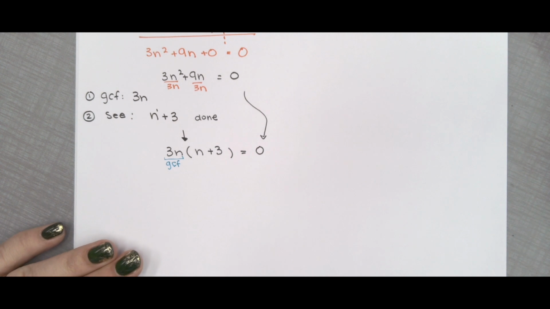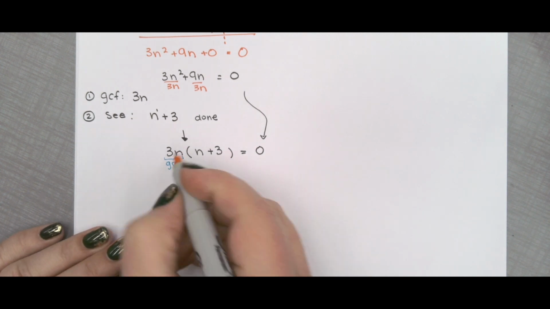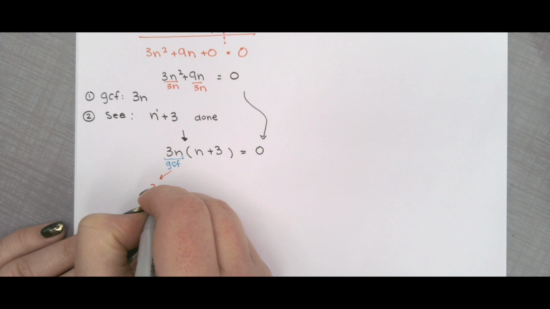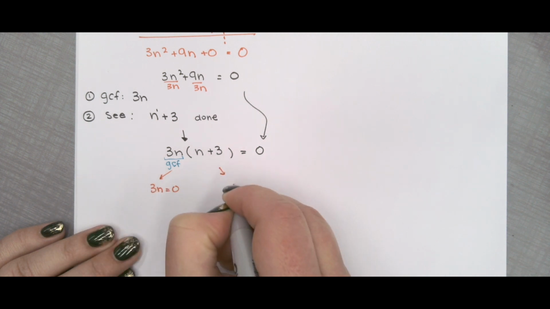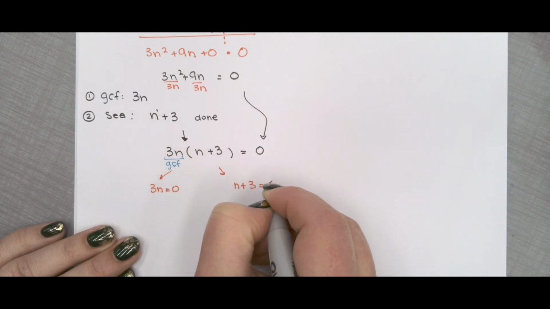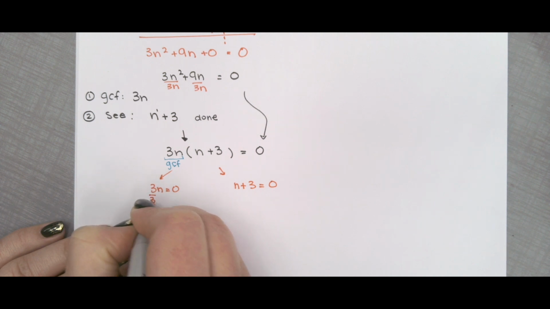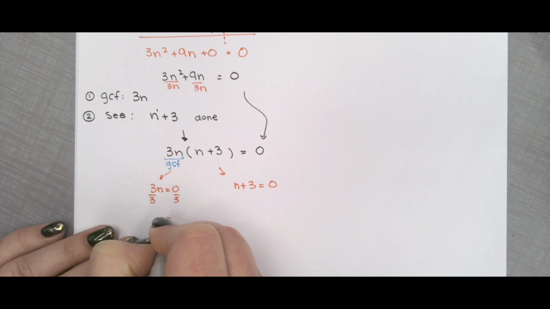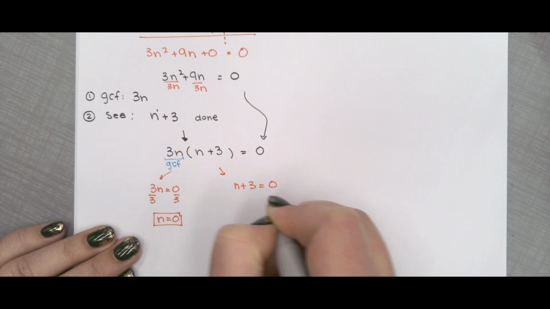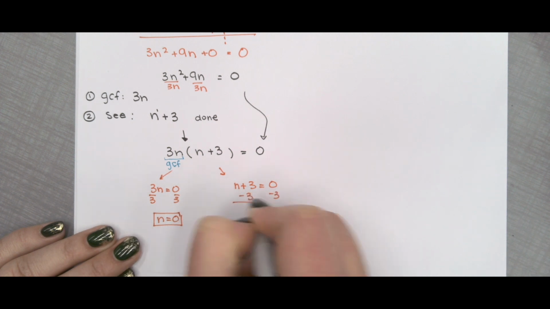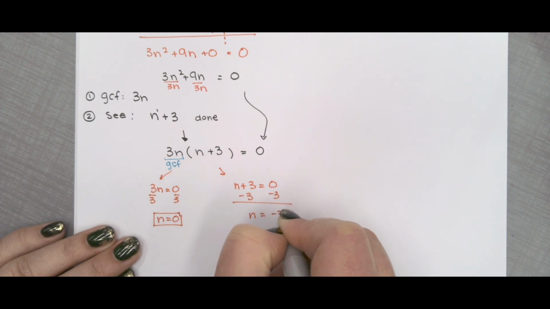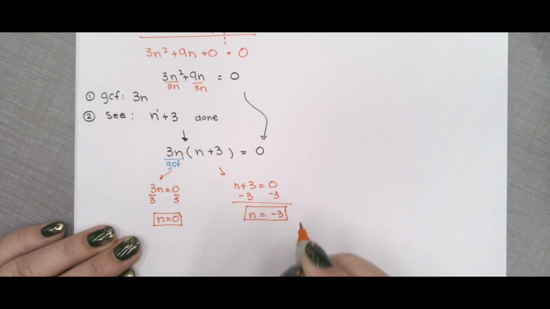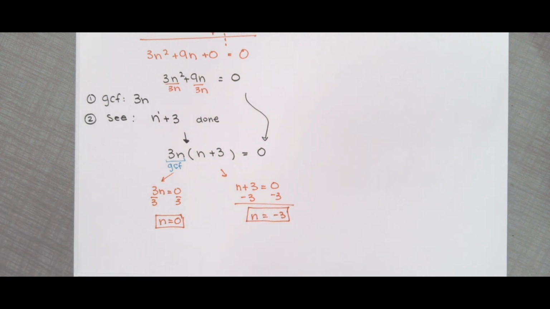Step number 3, you're going to set each factor equal to 0 and solve. So we got 3n equals 0. We got n plus 3 is equal to 0. And now we're solving. Divide by 3, divide by 3. N is still equal to 0. Subtract 3, subtract 3. N is equal to negative 3. And we have our two answers.